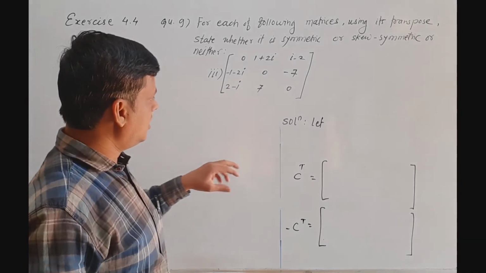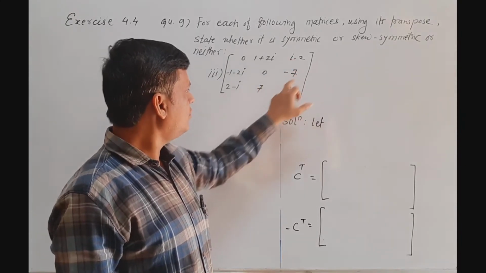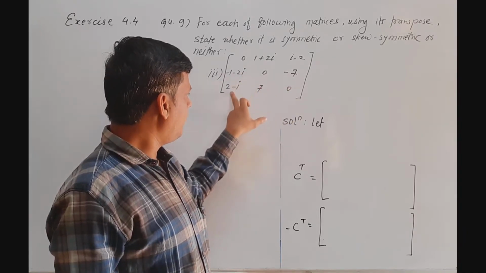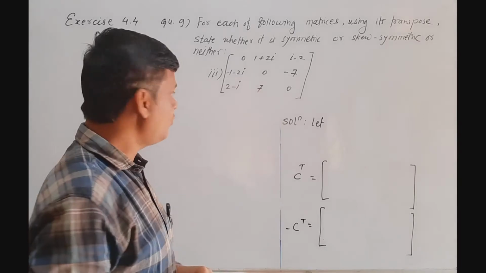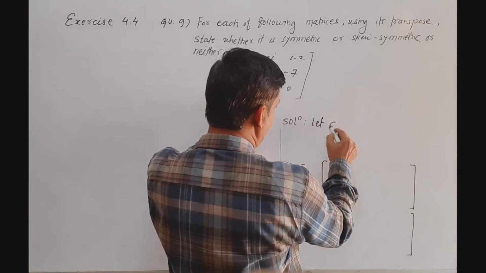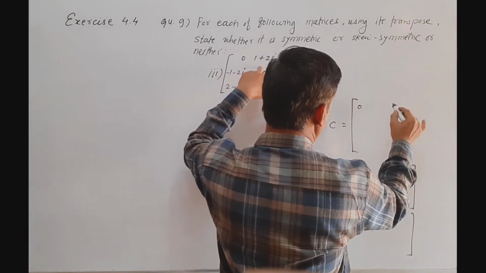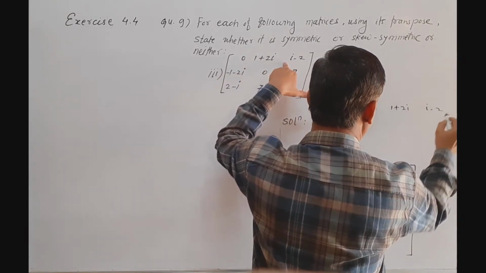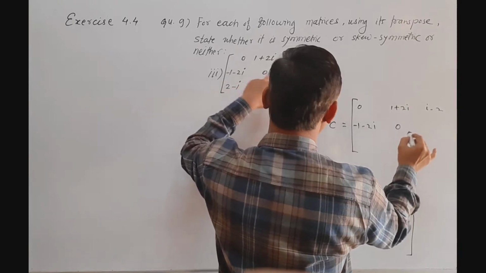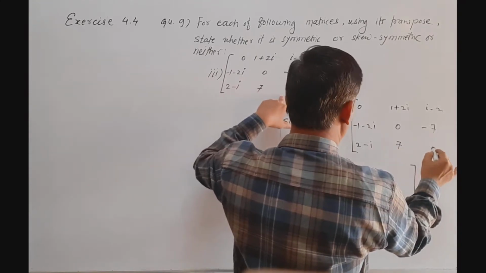Now see sub question third, elements of first row are 0, 1 plus 2i, i minus 2, minus 1, minus 2i, 0, minus 7, 2 minus i, 7, 0. So we have to find the transpose of the given matrix first. So we represent the given matrix as matrix C. So write here matrix C equals to, elements of first row 0, 1 plus 2i, i minus 2, elements of second row minus 1 minus 2i, 0, minus 7, elements of third row 2 minus i, 7, 0.